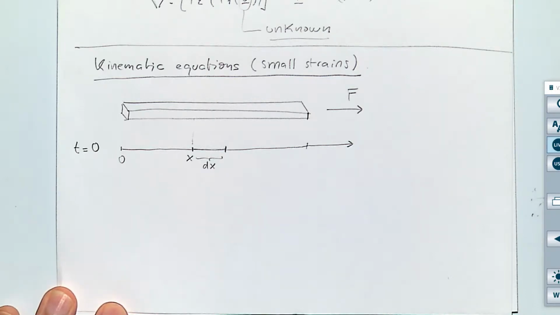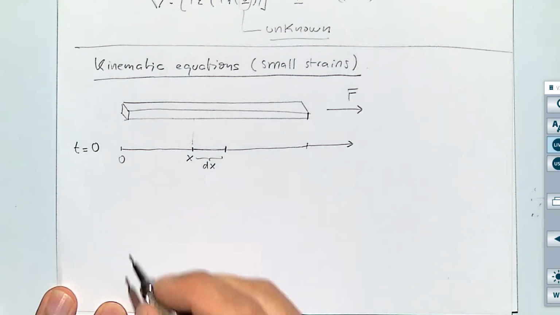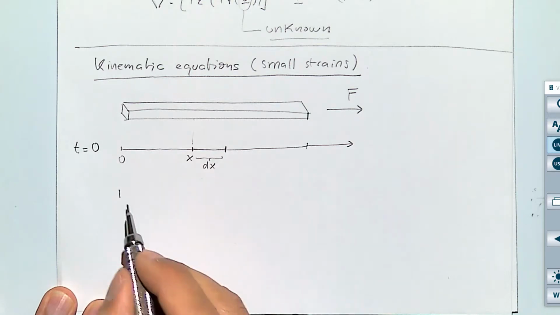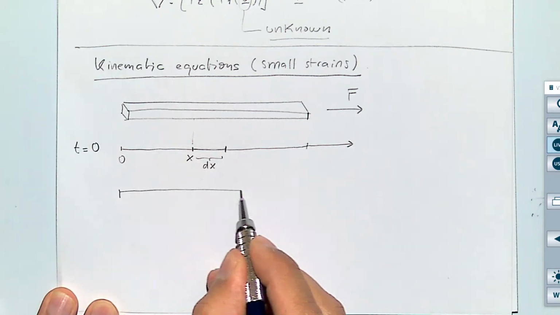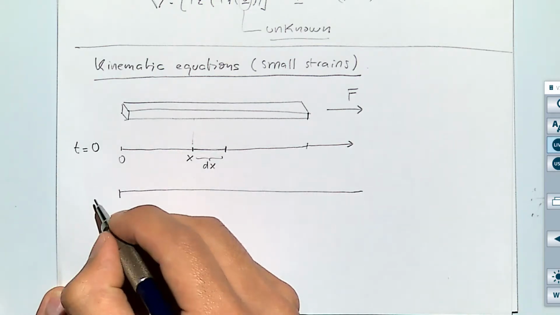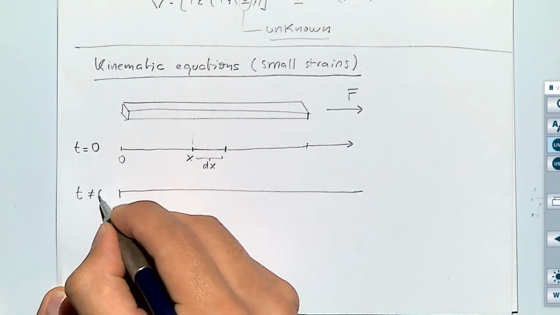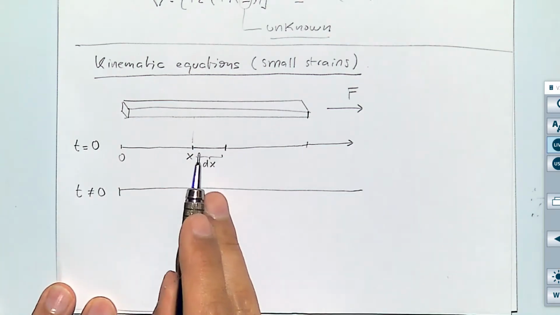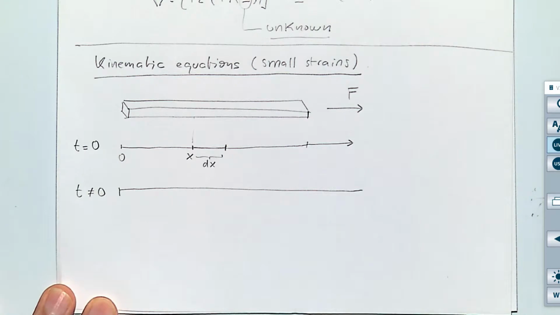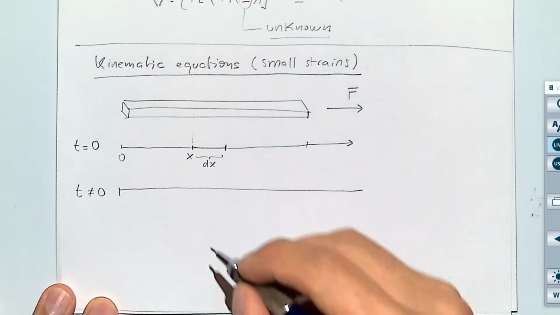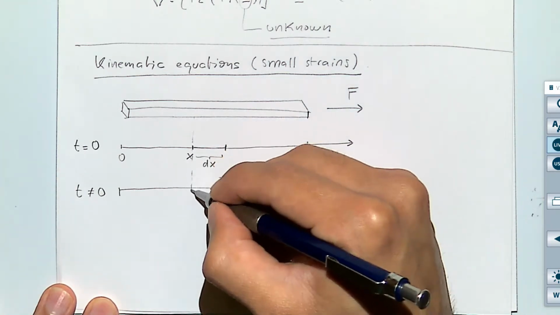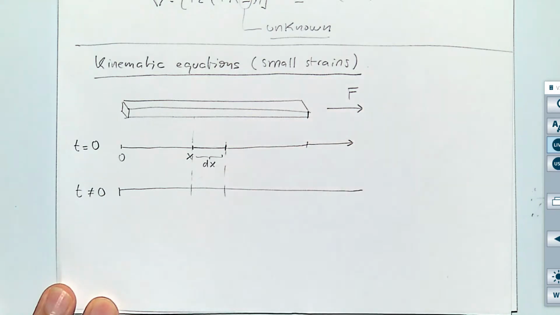But this is at time equal to 0, before applying a deformation to the bar. Now we're going to see where those points go after applying the force. And let's first project those 2 points.